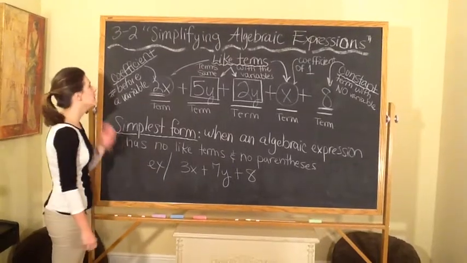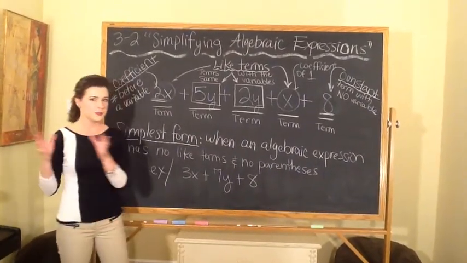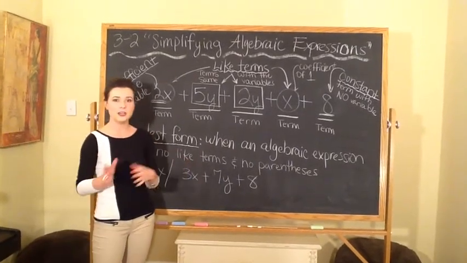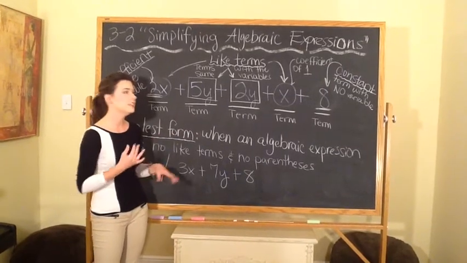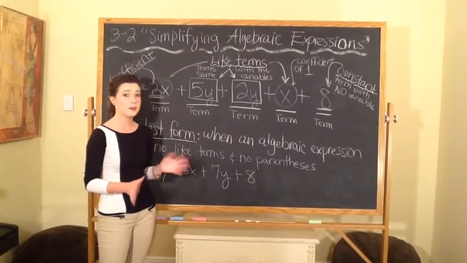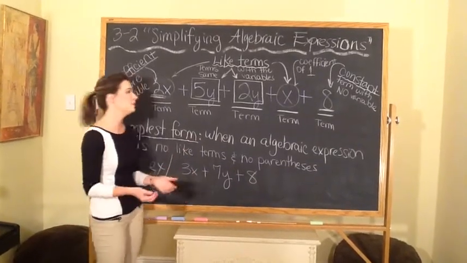Lesson 3-2. Today we're going to be talking about simplifying algebraic expressions. If you'll remember, the difference between equations and expressions is that equations have an equal sign. So the ones that we're going to be talking about now, they have variables, but they don't have an equal sign. So we're not going to be able to solve for the variables. So we're just going to be simplifying expressions as much as we can.